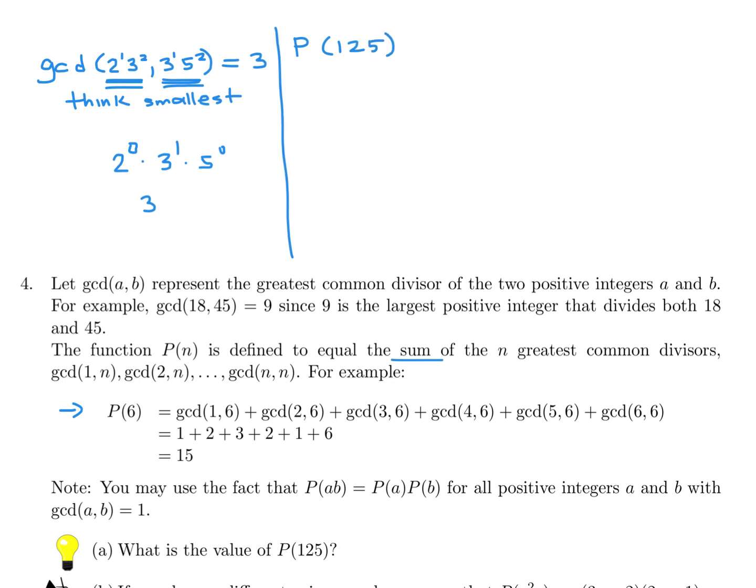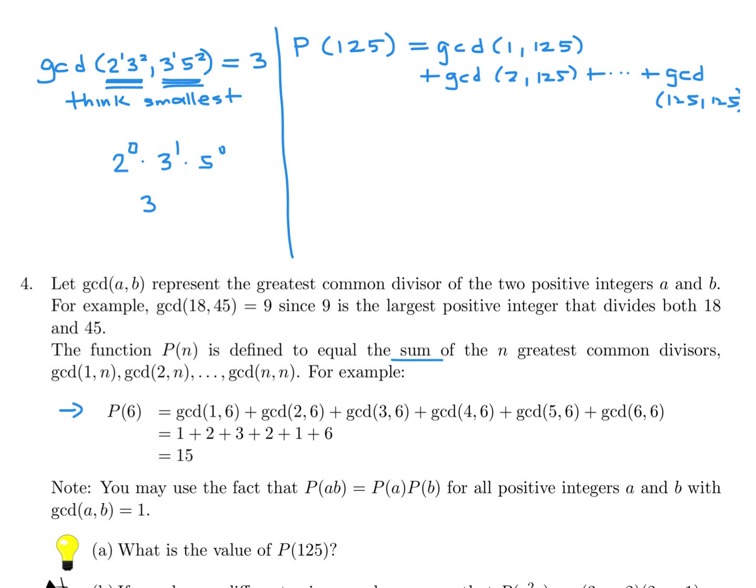So what that basically means is that you want the GCD of 125 plus the GCD of 125, right? All the way until you get the GCD of 125. Okay. Well, that's a lot. So obviously I'm not going to do 125 GCDs, but we can think about a pattern.